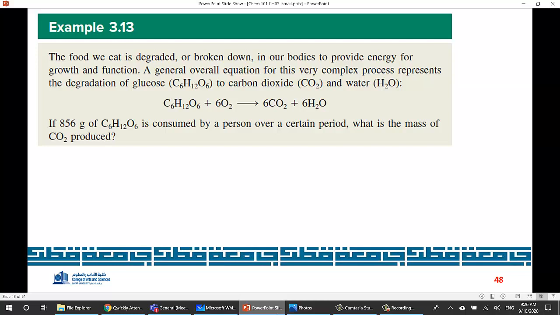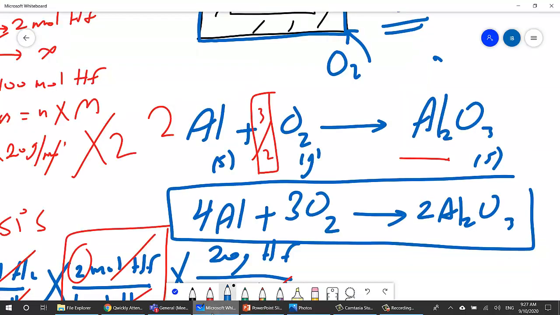And now it says if 856 grams of glucose is consumed by a person over a period of time, what is the mass of CO2 produced? This is a straightforward question. No worries about it. Let's solve it together, okay?